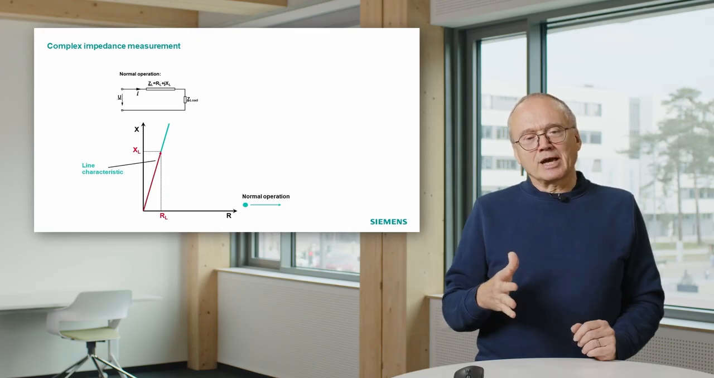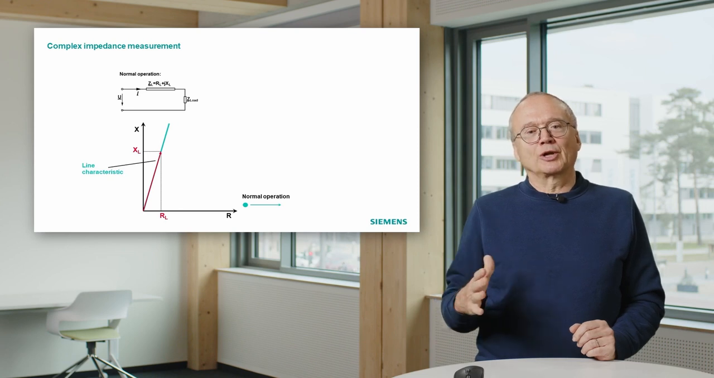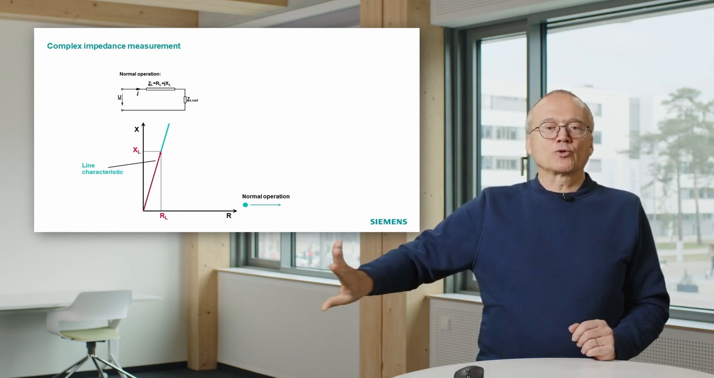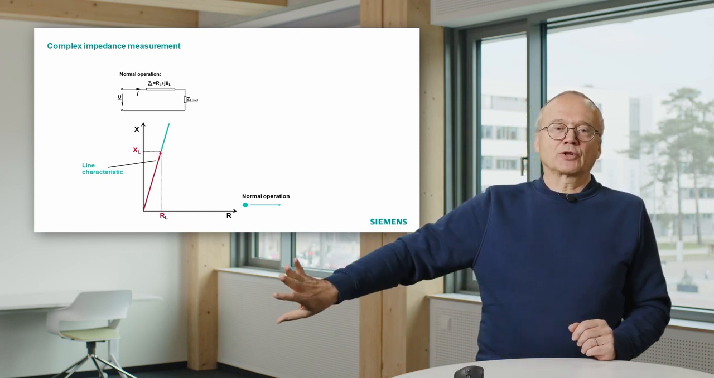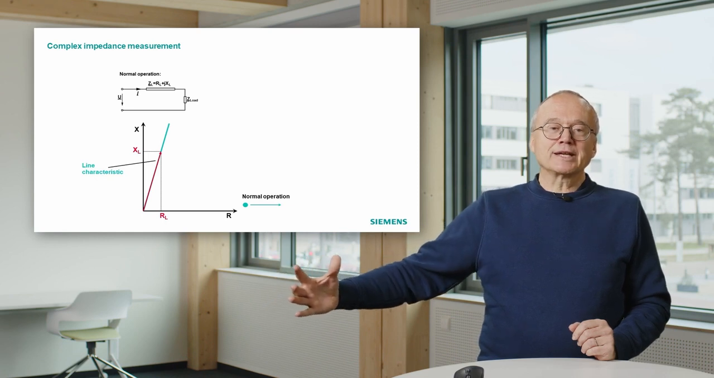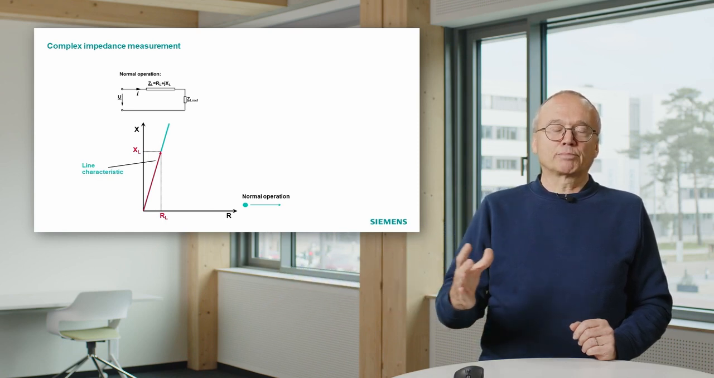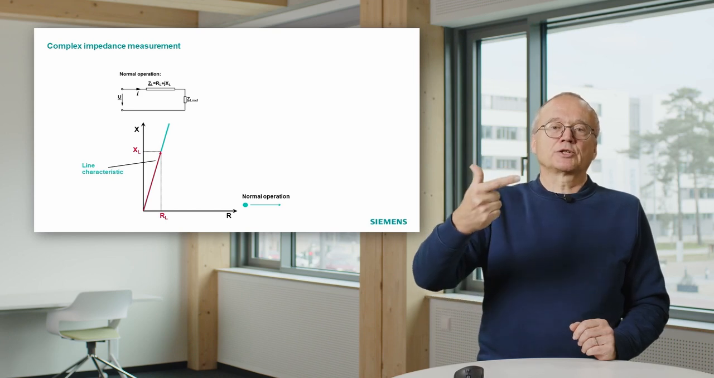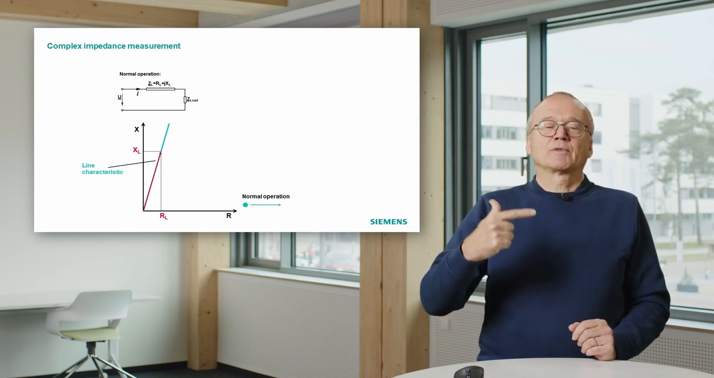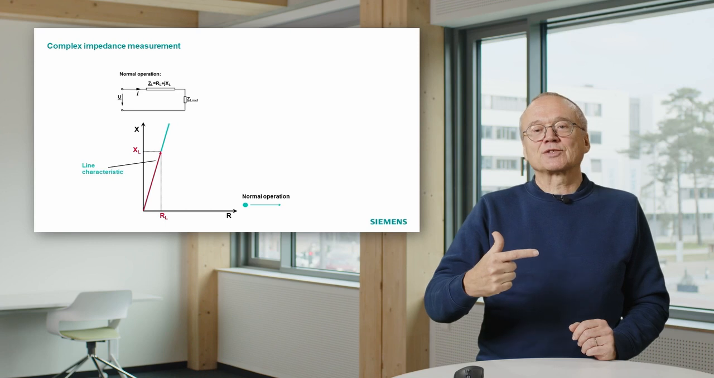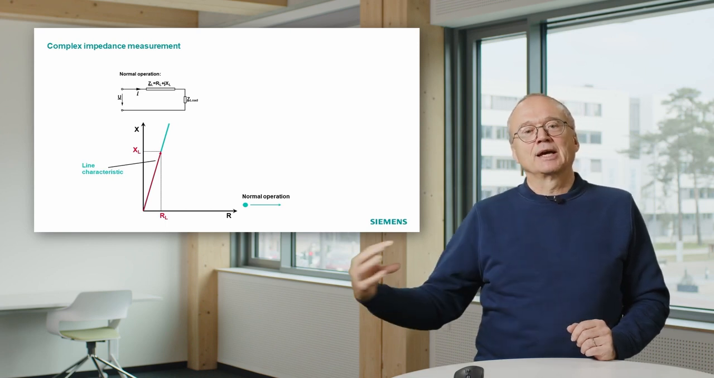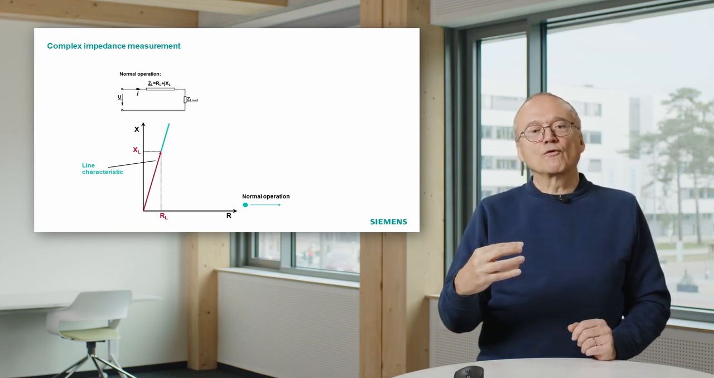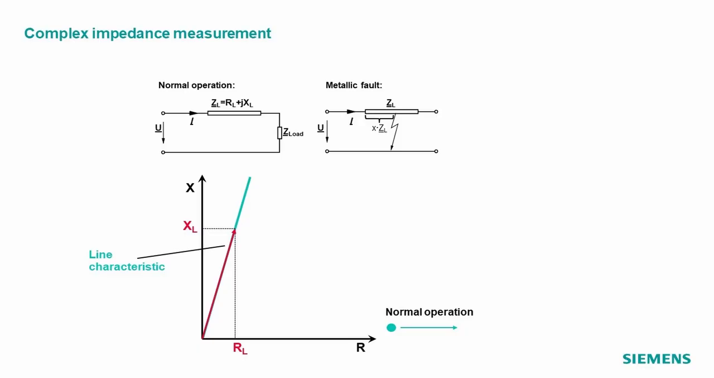It's important to understand this diagram. If you have very low load on the line, you move to the right. You move outside the diagram. If the load increases, you approach the diagram, because impedance is voltage divided by current. If the current increases, the impedance decreases, and then you move into the diagram.